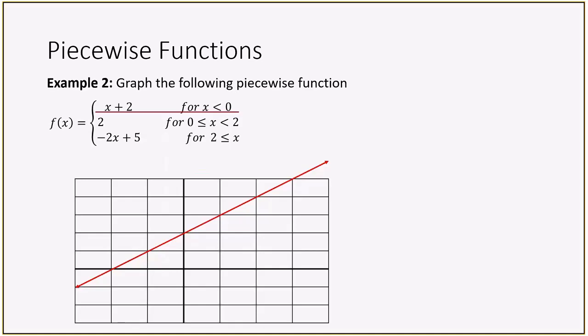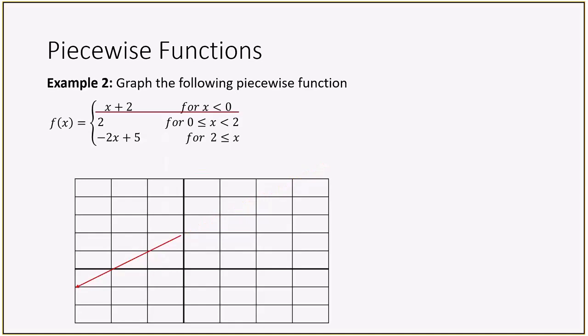Now, since it is a piecewise function, now it'd be a good time to start using a pencil in the course if you're not doing that already. I'm going to erase the right side of the graph because I only want this to be my graph for when x is less than 0. So I erase the right side.